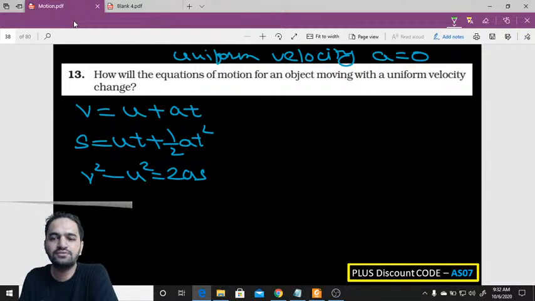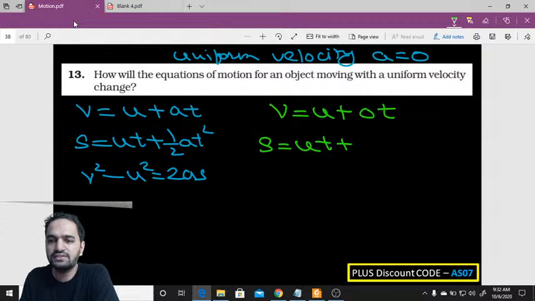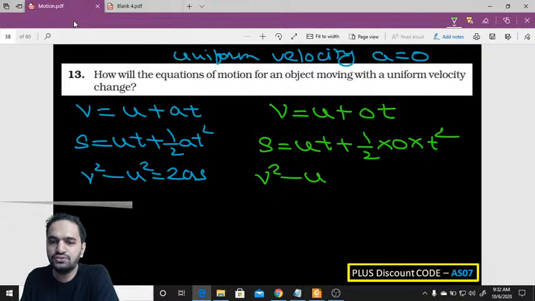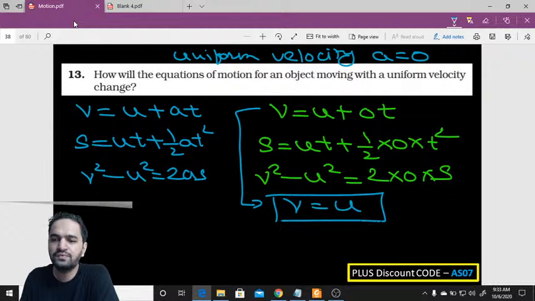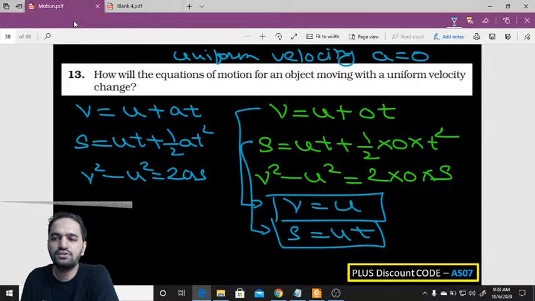So if acceleration is 0, how will these equations change? Can you please give me values for these? v is equal to u plus 0 into t. s is equal to ut plus half into 0 into t square. And v square minus u square is equal to 2 into 0 into s. Can you find out the answers? This will become v is equal to u. The second equation will become s is equal to ut. And the third equation will become v square minus u square is equal to 0.